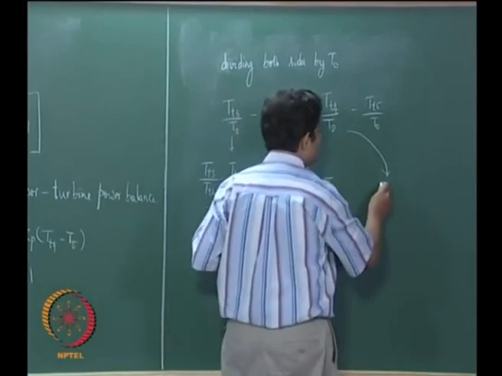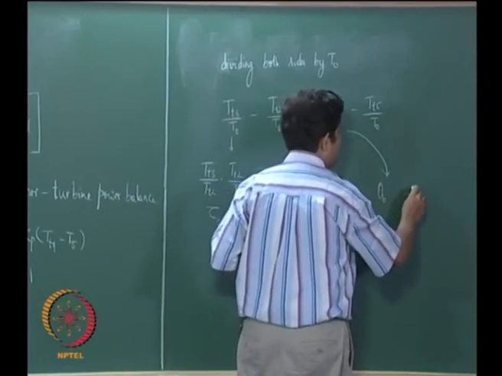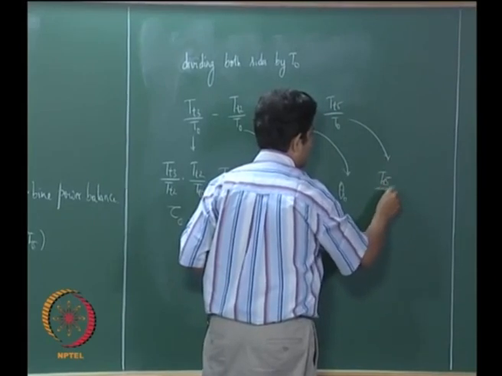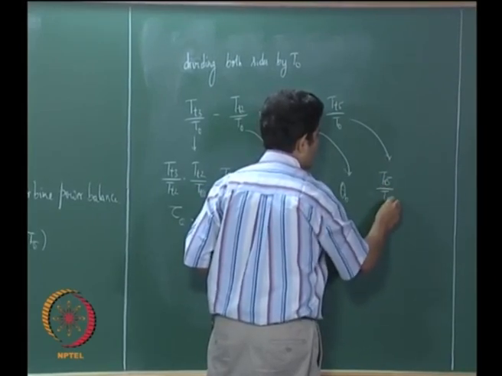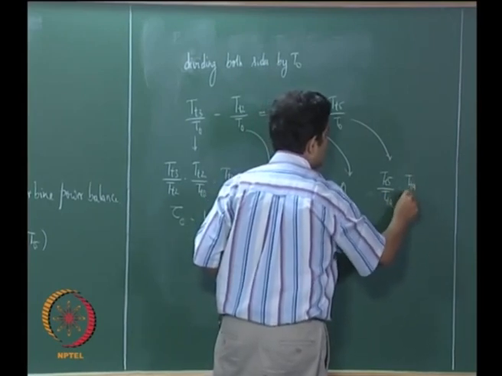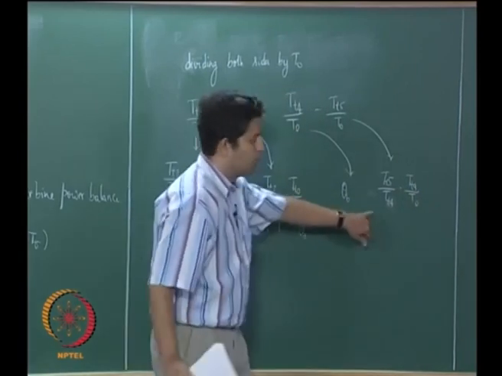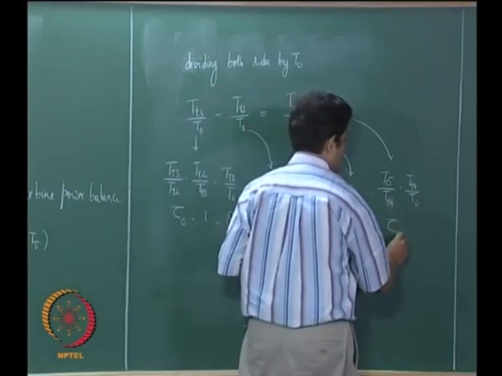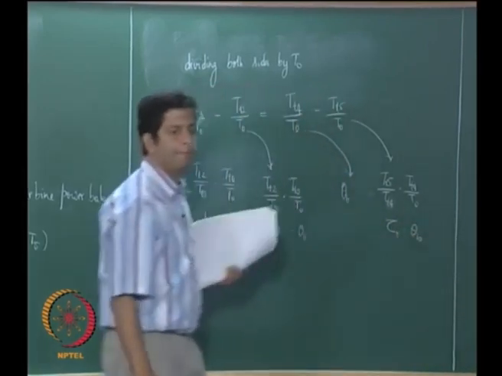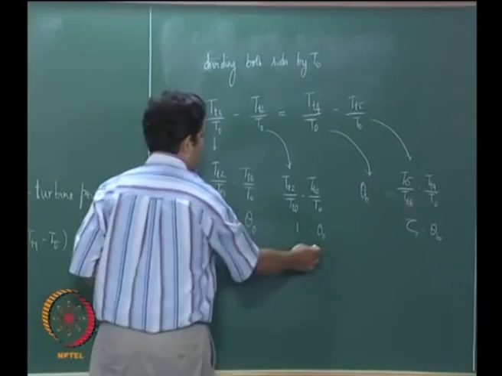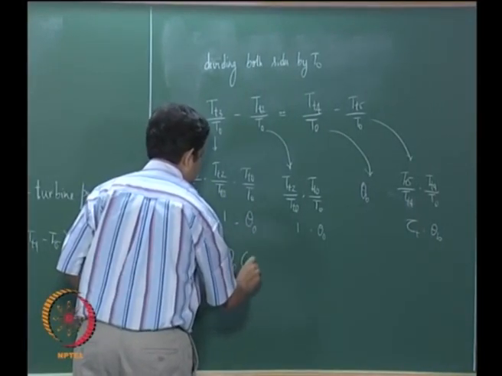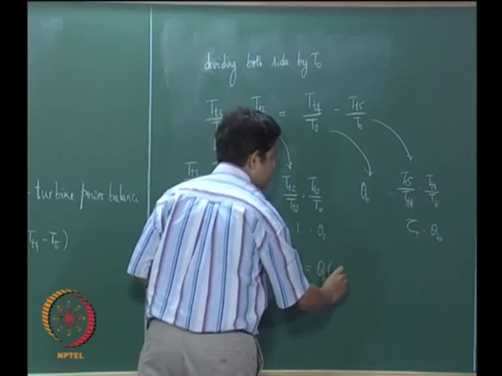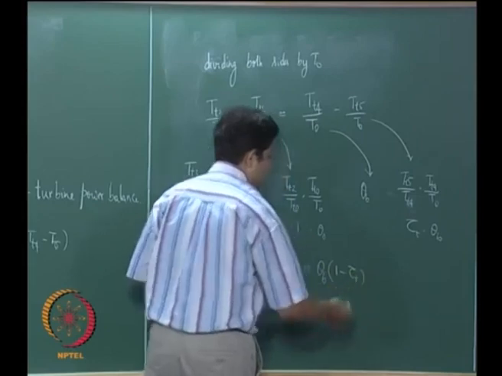And what is T4 by T0? This is theta b, this is from our definition, and TT5 by T0, I can write it as TT5 by TT4 into TT4 by T0. What is this? TT5 by TT4 is tau t. This is tau t into theta b, ok. So, I end up getting, if I take out theta naught as common, theta naught into tau c minus 1 must be equal to theta b into 1 minus tau t.